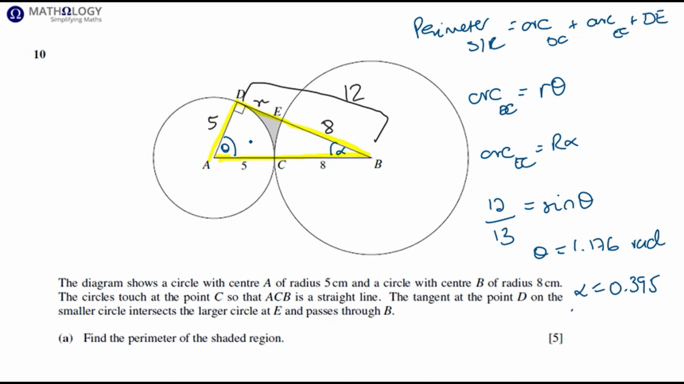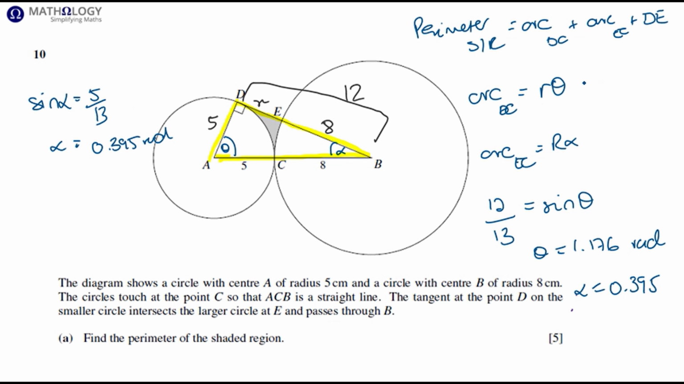Alternatively, you can use another trig ratio. So we'll use 5 over 13, which is opposite over hypotenuse. So sine alpha will be 5 over 13, and then shift sine 5 divided by 13. Alpha is 0.395 radians, so it's the same thing.